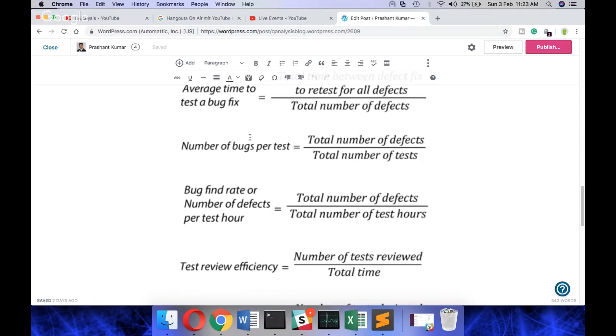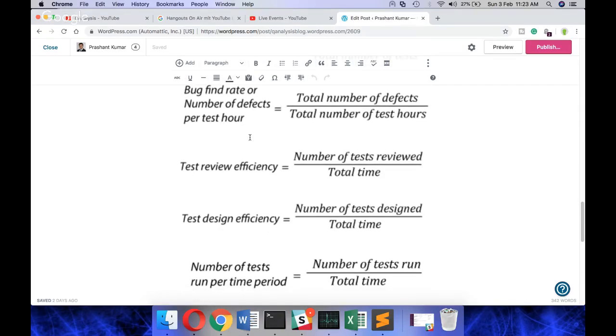Bug find rate, or number of defects per test hour. Number of defects raised divided by total number of test hours gives you the number of bugs found per test hour. Test review efficiency: the number of tests reviewed divided by the total time taken for the review. Test design efficiency: number of tests designed divided by total time taken. So how much time it took to design a single test case, and similarly how much time it took to review a single test case.